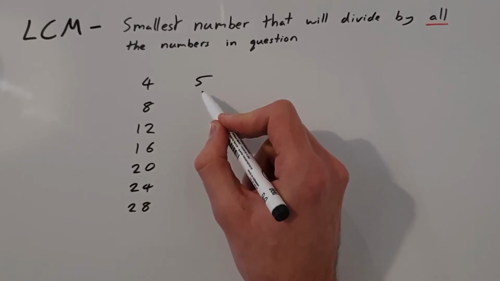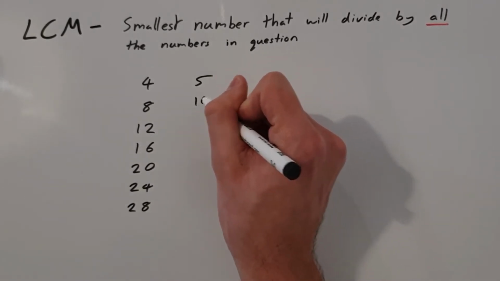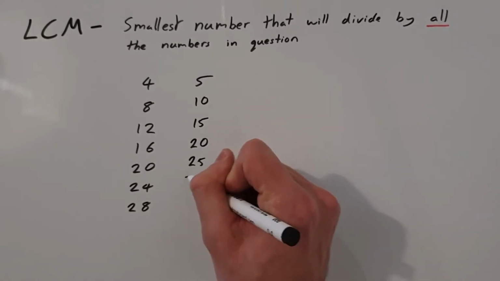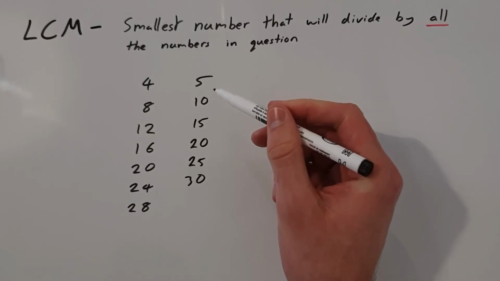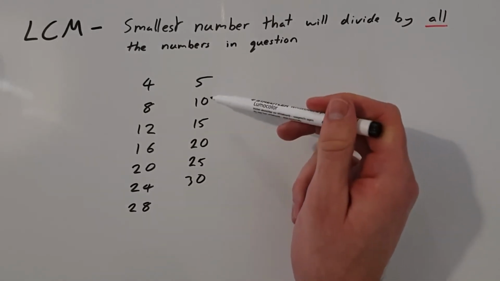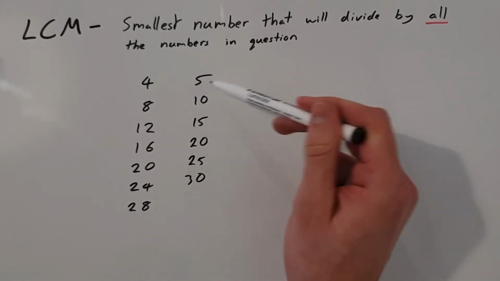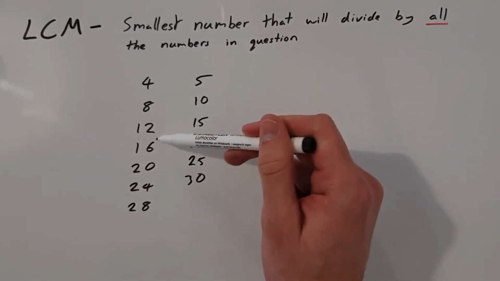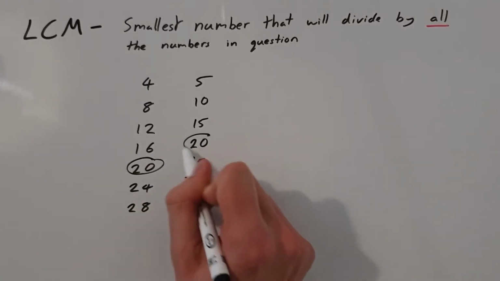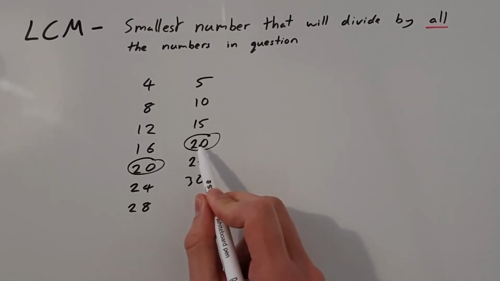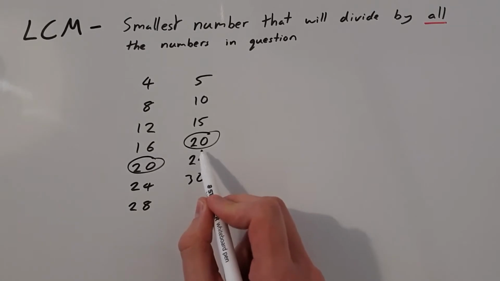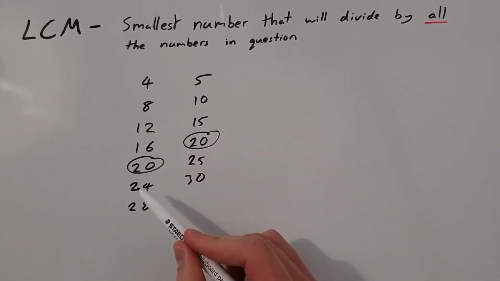Do the same thing with the 5s in the 5 times table, so we go 5, 10, 15, 20, 25, 30. What we now do is look down both of these lists and try and find the lowest number that is in both lists. We'll start at the top and say, no, they're not the same, not the same, not the same. We'll work down the list and say, oh, there we go, 20. 20 appears in both lists and it's the lowest number that does. So now we know that 20 is the lowest common multiple of 4 and 5.